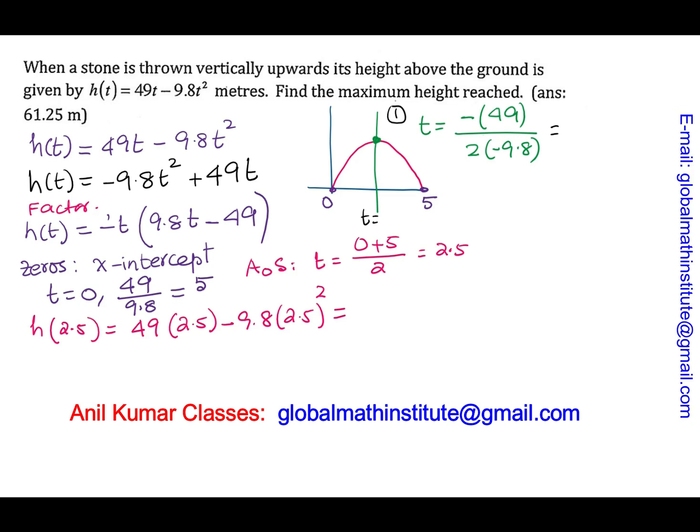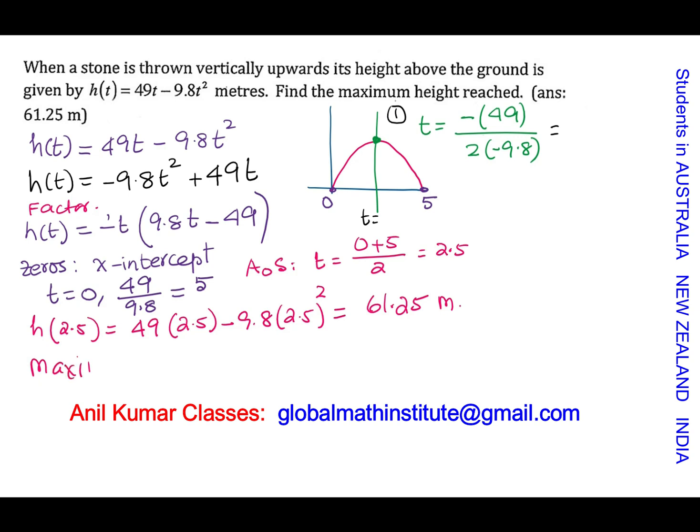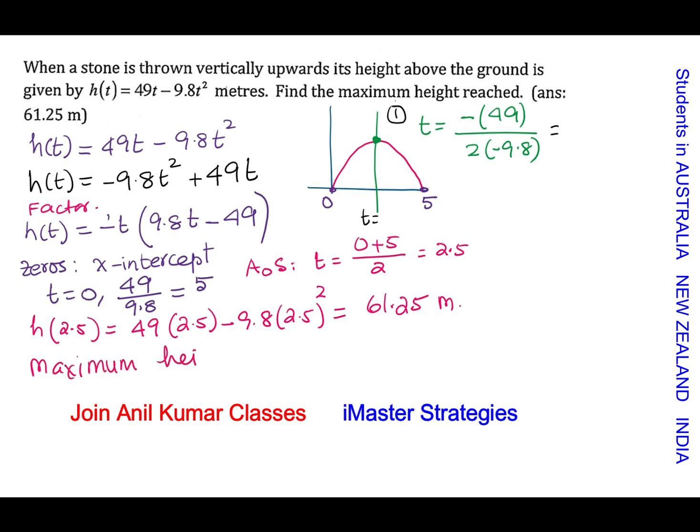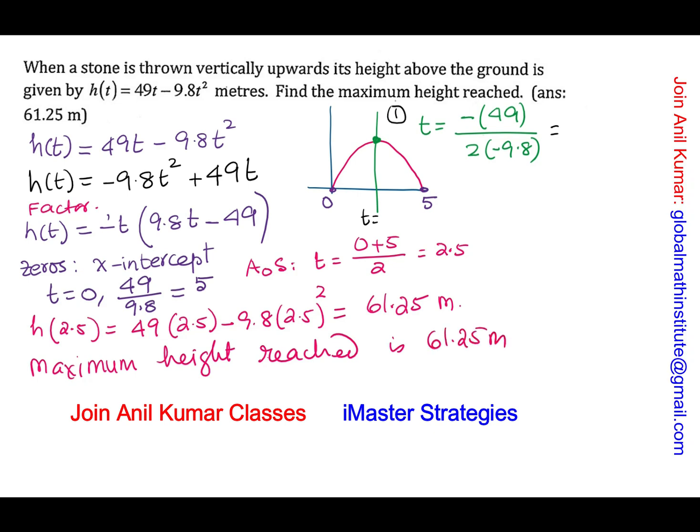Okay, great. So we have the calculator here. 49 times 2.5 minus 9.8 times 2.5 square. And what we get here is 61.25. So we get the height in meters. So the maximum height reached is 61.25 meters. Is that clear to you?